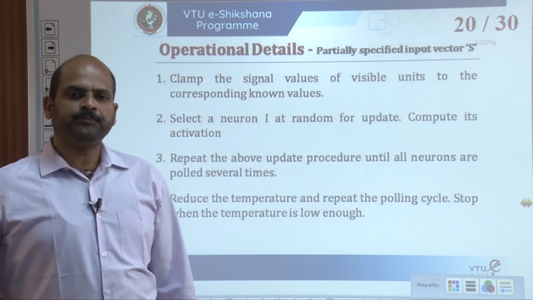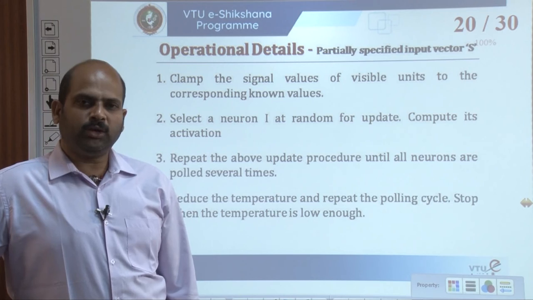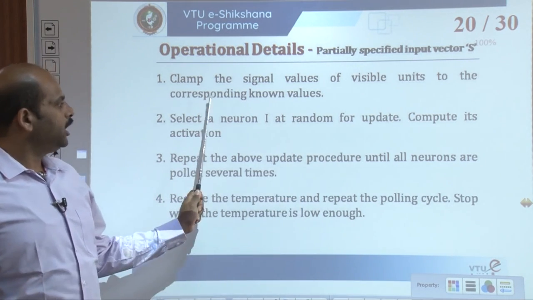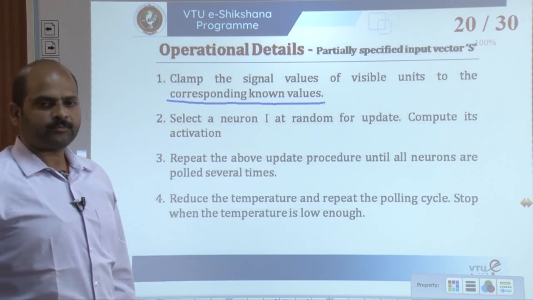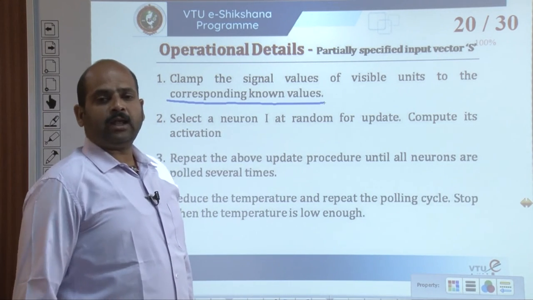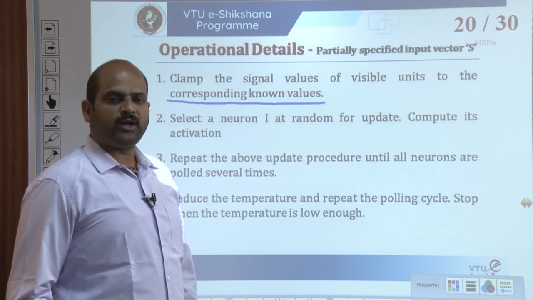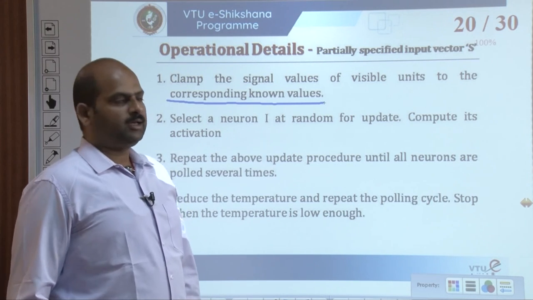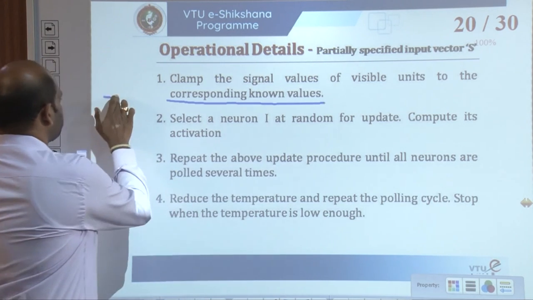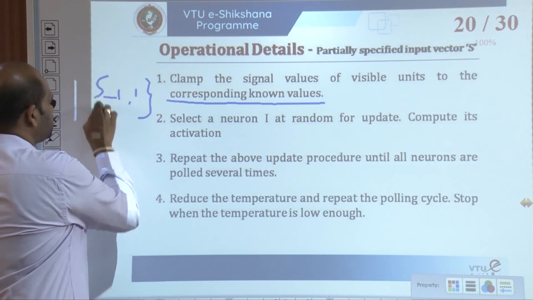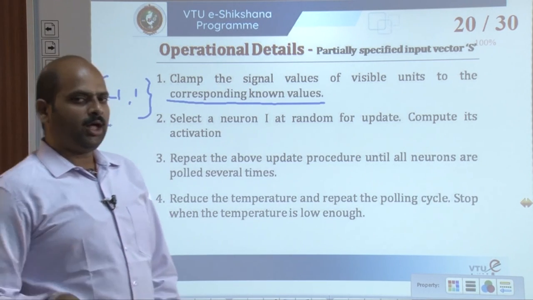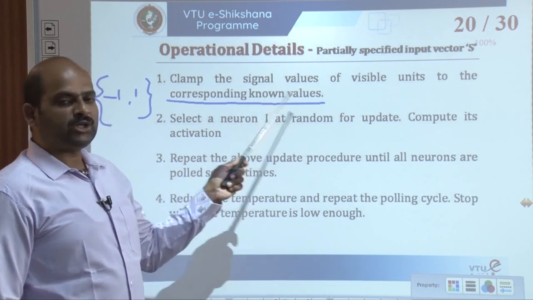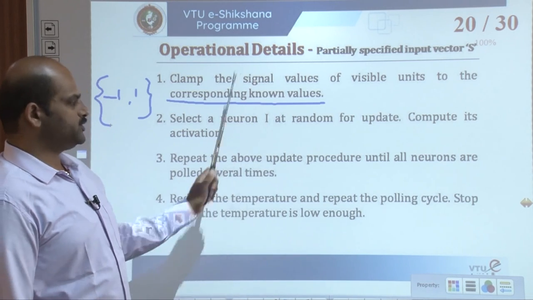Clamp the signal value of the visible units to the corresponding known values. Randomize the signal of neurons corresponding to unknown input values and the signal of hidden neurons from the state set, which has been taken as {-1, 1}. So that we have to initialize the temperature. That is the first procedure.